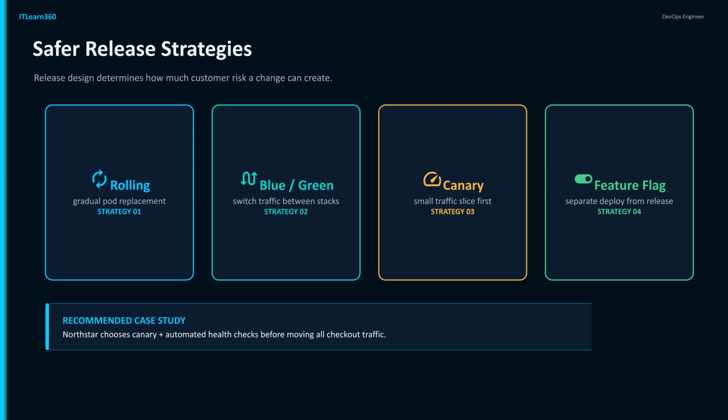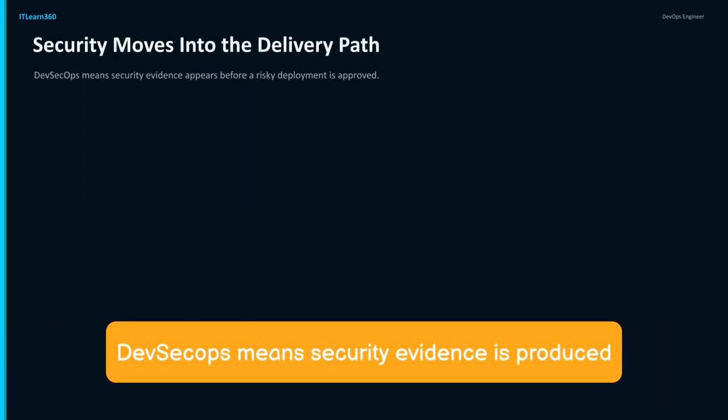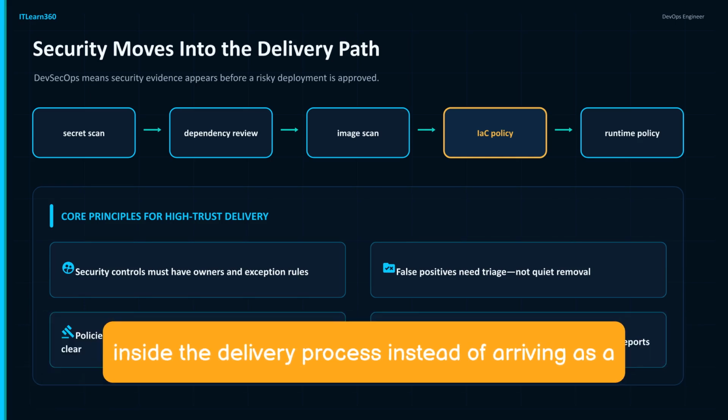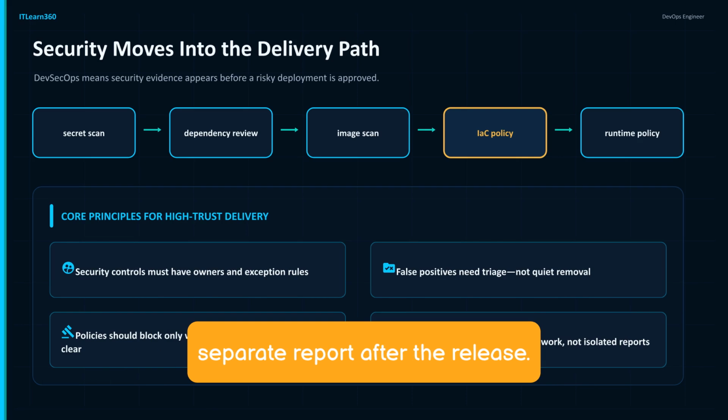The exact strategy depends on architecture and operational maturity, but every strategy should include verification and rollback. Safer releases also need security checks before production. If secret scanning, dependency analysis, image scanning, or infrastructure as code policy only happens after deployment, the pipeline is missing part of the evidence it needs to make a safe decision. DevSecOps means security evidence is produced inside the delivery process, instead of arriving as a separate report after the release.